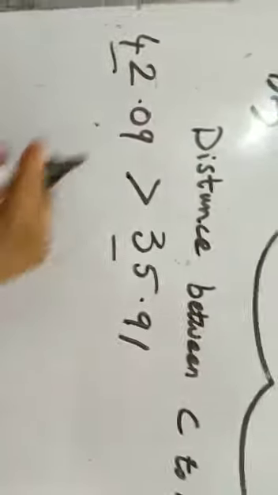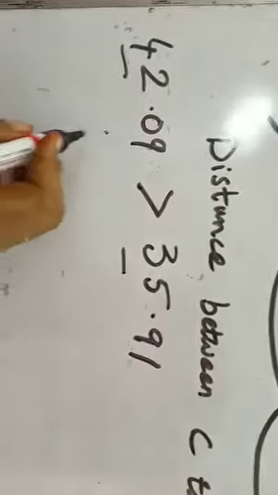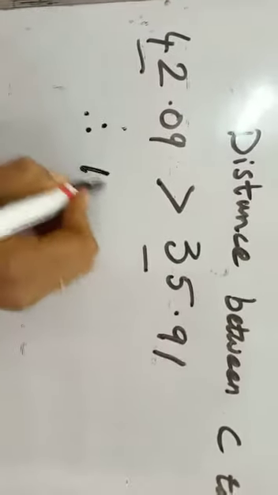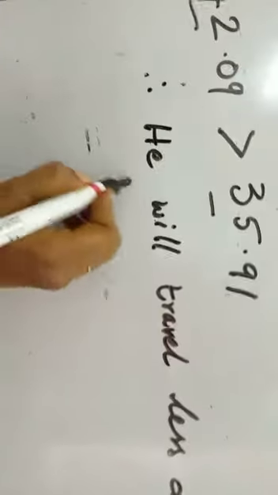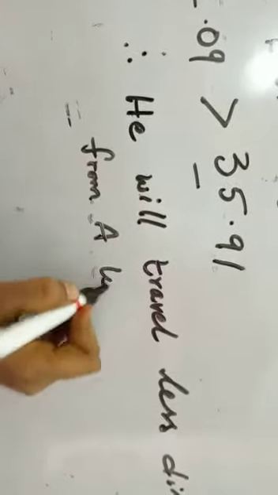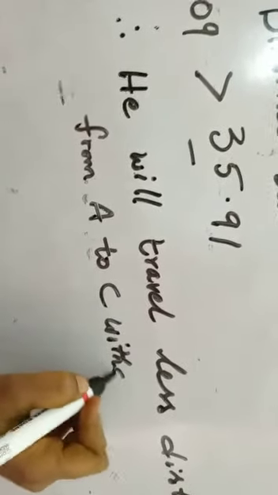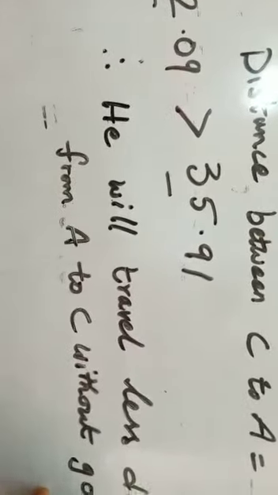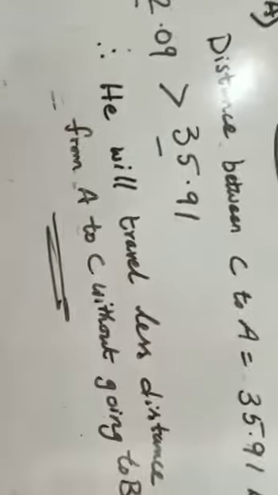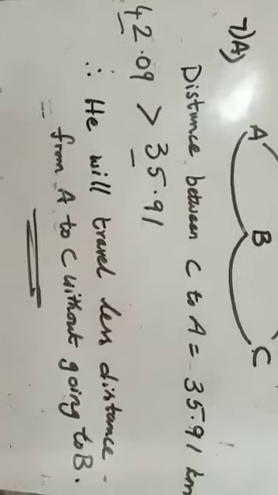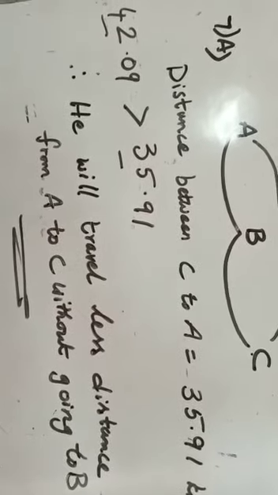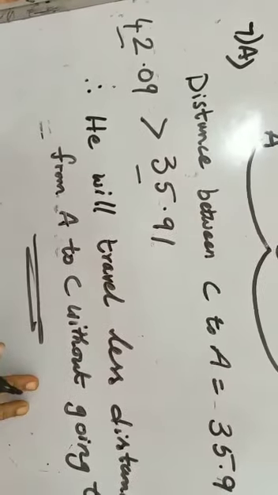So what do you write? How to write the statement? Yes. Therefore, he will travel less distance from A to C without going to B. Without going to B, he will travel less distance. Okay? Got it? All of you listen carefully and do this problem in your notebook carefully. Thank you.